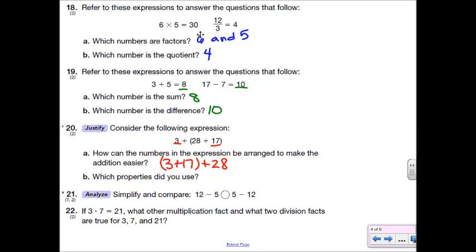Well, when I reordered it as 3 plus 17 plus 28, that was the commutative property, which says that I can put things that are being added together in any order and it won't change the answer. Then when I grouped them as 3 plus 17 plus 28, that was the associative property, which says I can put parentheses to group them. And that also won't change the answer.